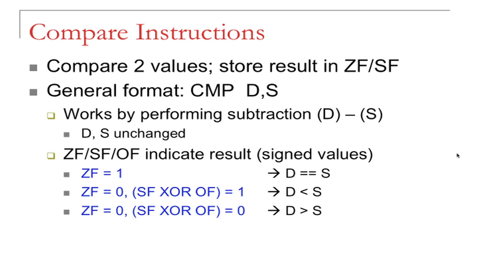So we have three scenarios. Zero flag is 1, that means the destination has the same value as the source. If the zero flag is a 0, and if sign flag XOR with the overflow flag is a 1, that means the destination is less than source. And the third case is when the destination has a value that is larger than the value in source operand.